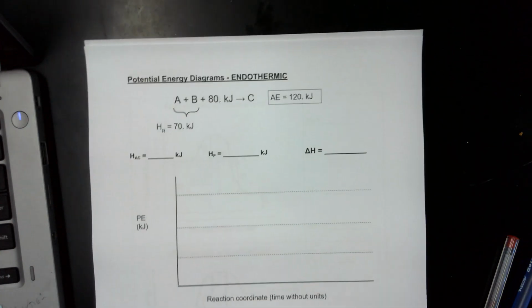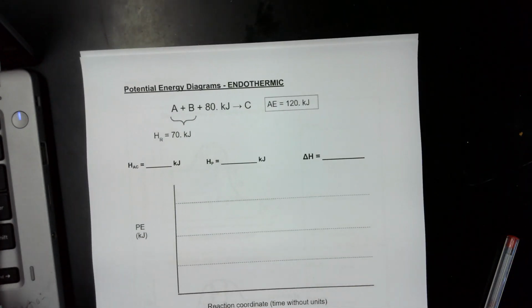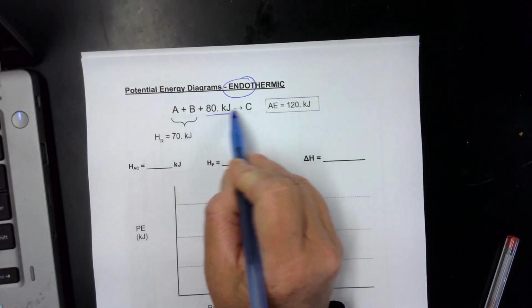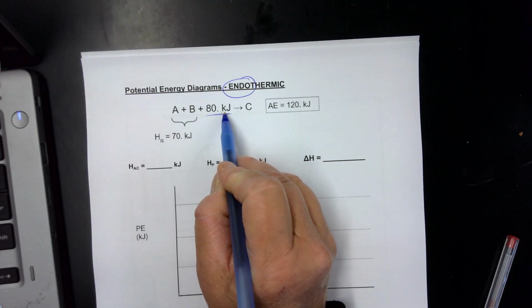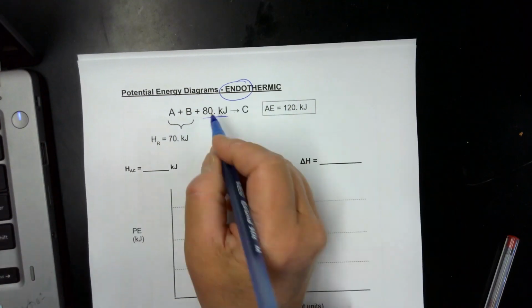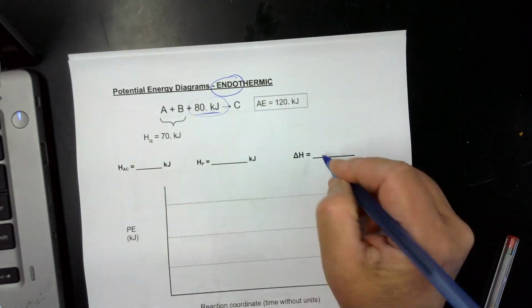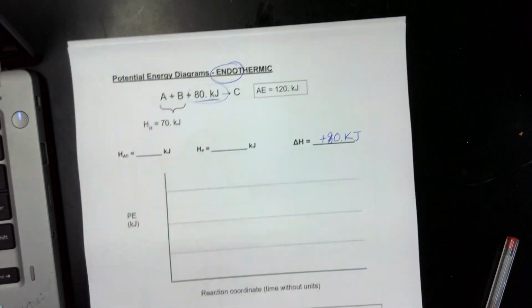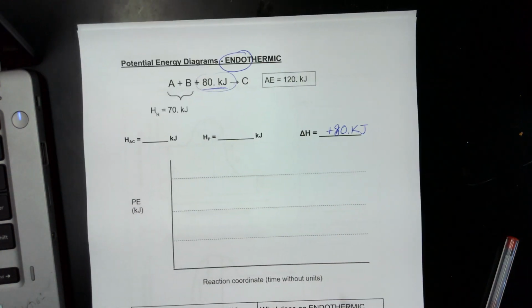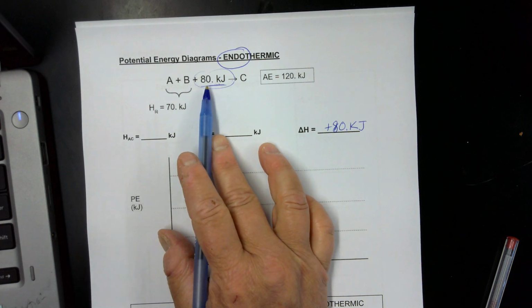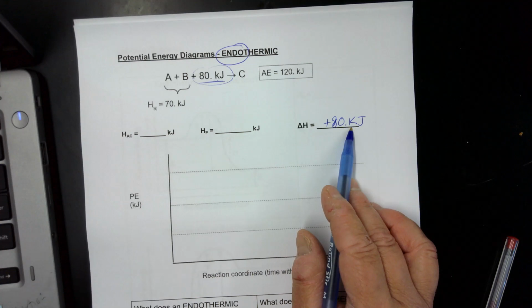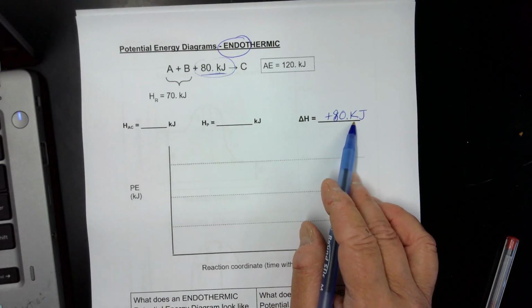Let's go ahead and create a potential energy diagram for an endothermic reaction. Now, I didn't really have to tell you that this was an endothermic reaction because this energy term is on the left side of the arrow. That tells you that the delta H is a positive number, and it is positive 80 kilojoules. So we know that we have to add 80 kilojoules to get from the reactants to the products.